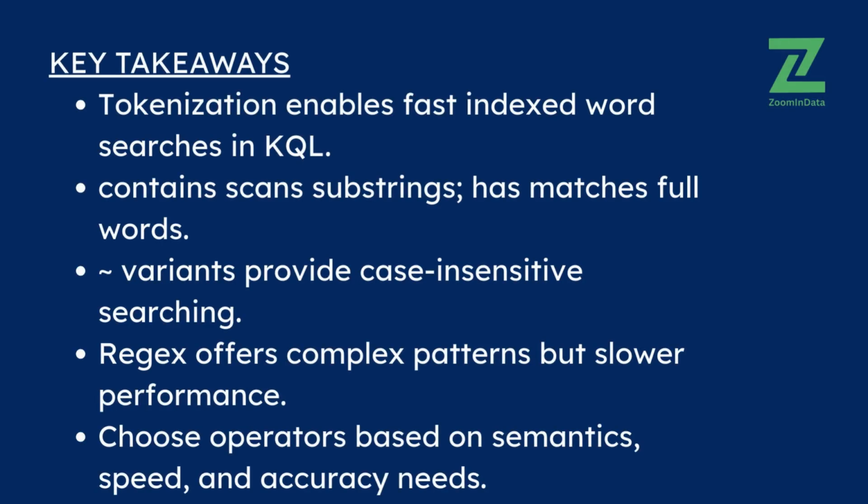To wrap up, tokenization enables fast indexed word searches in KQL. Contains scans substrings, has matches full words. Tilde variants provide case-insensitive searching. Regex offers complex patterns but slower performance. Choose operators based on semantics, speed, and accuracy needs. These choices make your text searches correct, fast, and efficient.